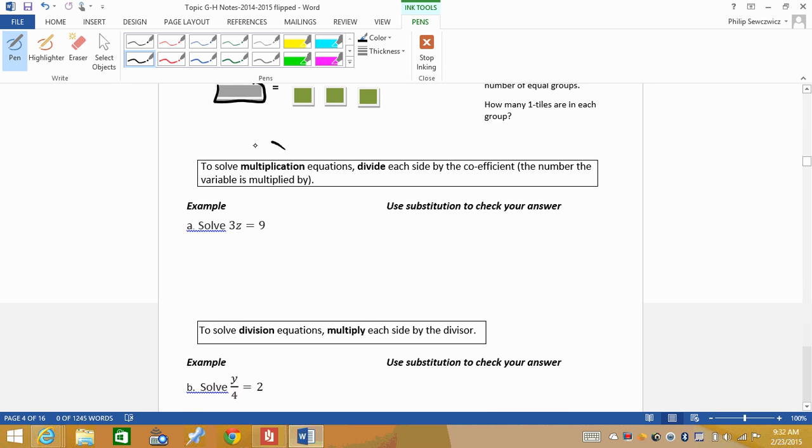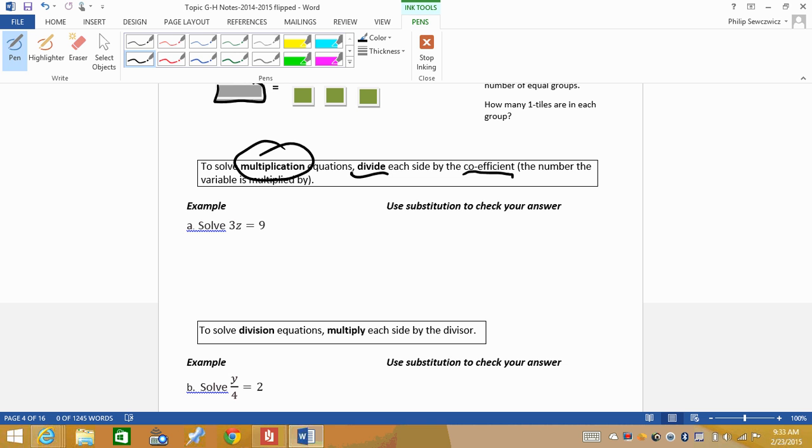So to solve a multiplication equation, we end up dividing. We use the word coefficient. Go mathematical here on you. Coefficient is simply the number the variable is multiplied by. In other words, who's the number that's right in front of the letter? So if we go to example A here, solve 3z equals 9, the number that's in front of the letter, yeah, that's a 3. So your coefficient is 3.